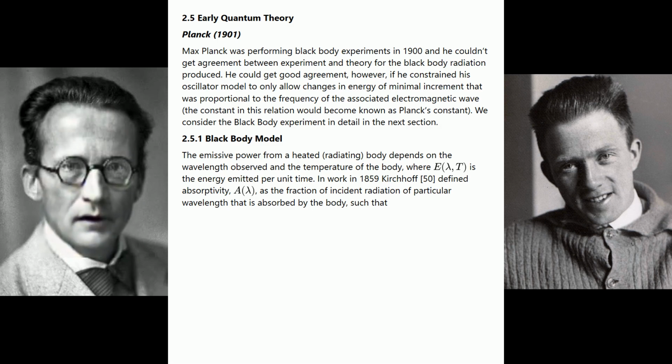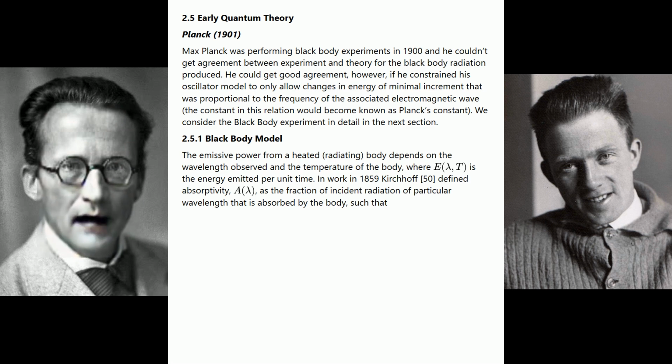2.5 Early quantum theory. Planck, 1901. Max Planck was performing black-body experiments in 1900 and he couldn't get agreement between experiment and theory for the black-body radiation produced. He could get good agreement, however, if he constrained his oscillator model to only allow changes in energy of minimal increment that was proportional to the frequency of the associated electromagnetic wave. The constant in this relation would become known as Planck's constant. We consider the black-body experiment in detail in the next section.